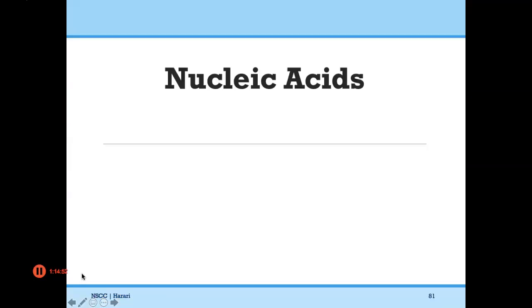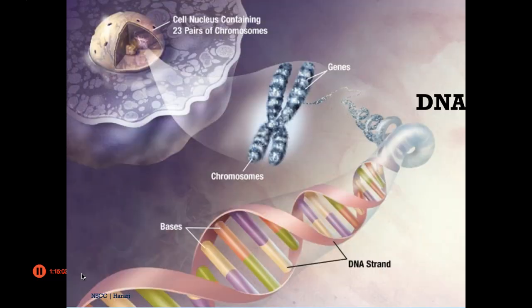So now we'll talk about nucleic acids. So nucleic acids, in each of our cells that have a nucleus, we have 23 pairs of chromosomes. And each of these chromosomes contains genes. And these genes are the instructions that tell our cells what to do and how to do it. And of course, you know that genes are made up of DNA, and DNA stands for deoxyribonucleic acid. So DNA is an example of a nucleic acid.